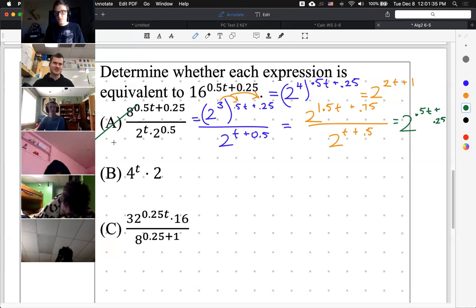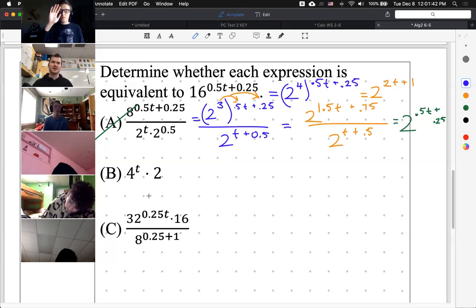B looks so easy, so cute, so little. How do we manipulate B? Well, obviously we need to have the same base. How are we going to do that? I almost have everyone in.